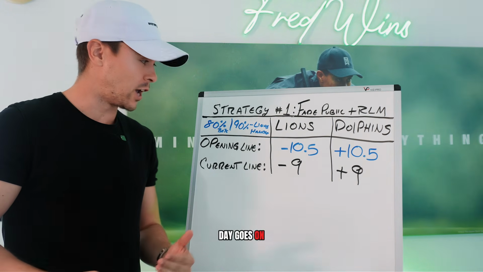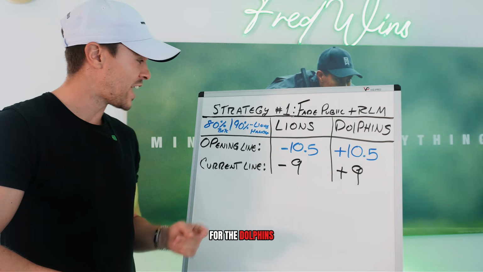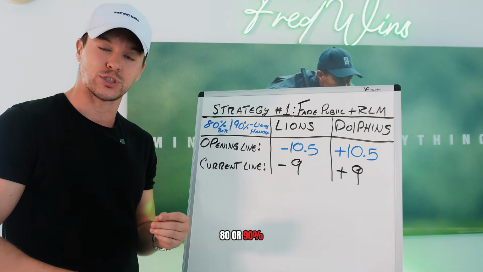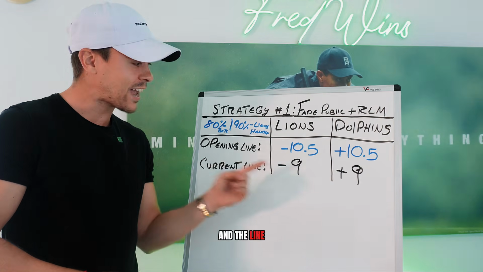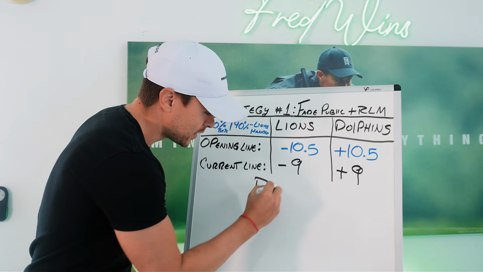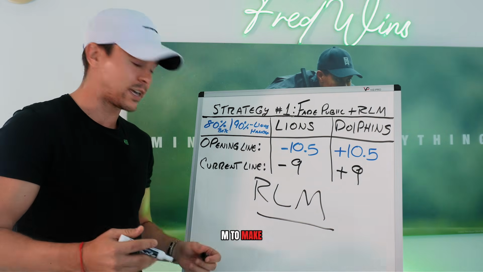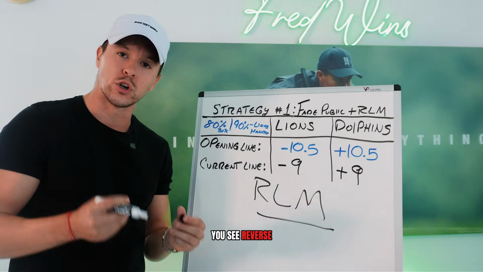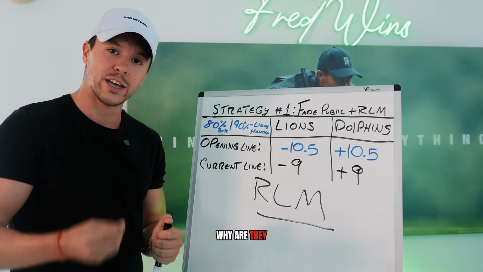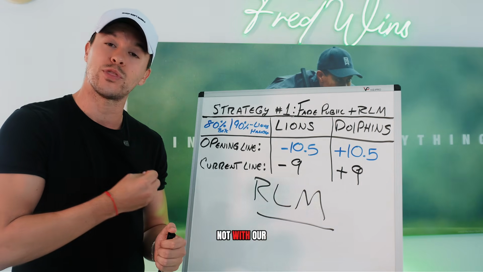So now the day goes on and the line moves to minus 9 and plus 9 for the Dolphins, and the money and the bets still stay at 80 or 90% of the bets and handle, and the line is sitting at 9. That is what we call reverse line movement, and I'll put RLM to make it shorter. Whenever you see reverse line movement, that means Vegas is adjusting for a reason. Why are they adjusting? That is when we have to think like sharps, like investors, and not with our emotions.